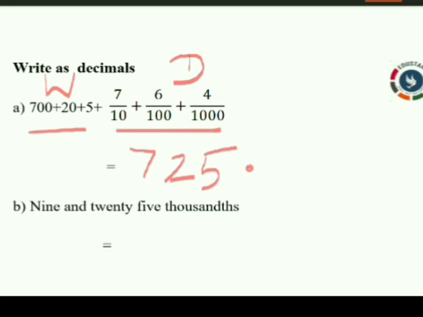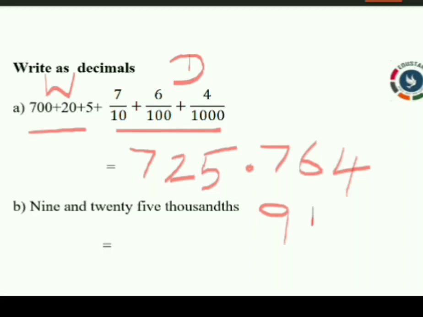Then you have to keep decimal point. Then 7 by 10. So 7 should be in your 10th place. Next 6 is in your 100th place. So 4 is in your 1000th place. So 725.764. Next one 9 and 25 thousandths.